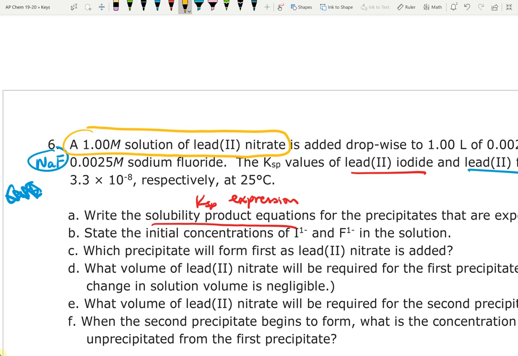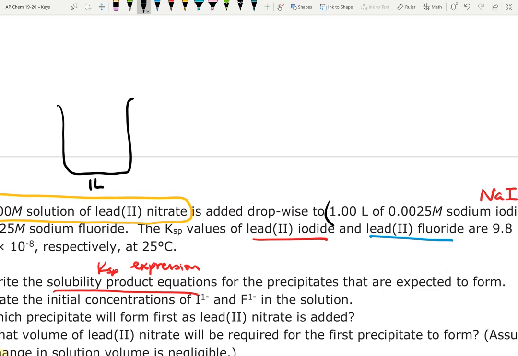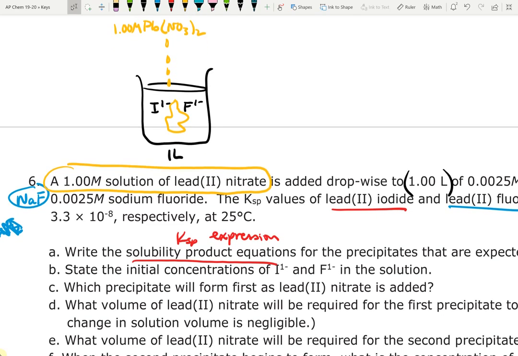So if you imagine what's going on in this scenario, we would have, say, a beaker, a 1 liter beaker. In that are iodide and fluoride ions in equal parts. And to that, we're going to be adding this solution of lead nitrate, 1 mole per liter. I'm going to be adding that a drop at a time in order to form some precipitates down here in the beaker. And they're asking me to figure out on D what volume of that solution will be added before the first precipitate reaches its saturation point and begins to form.